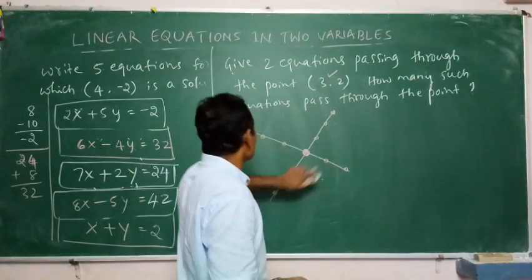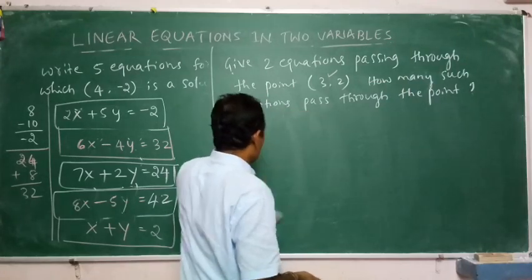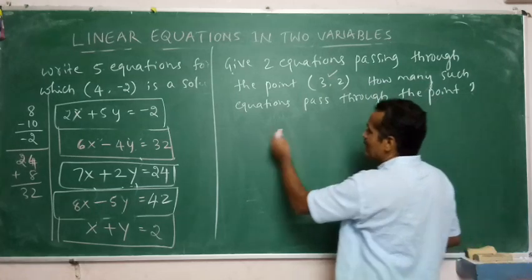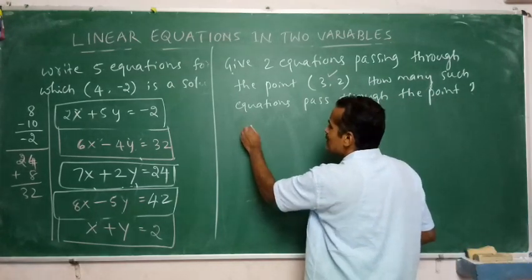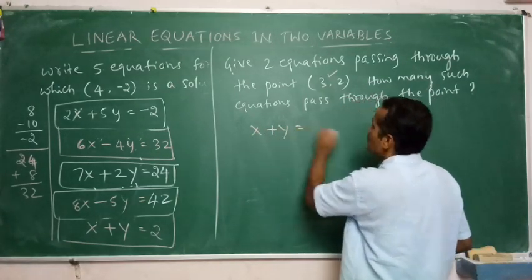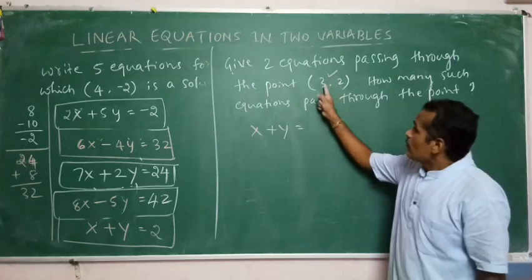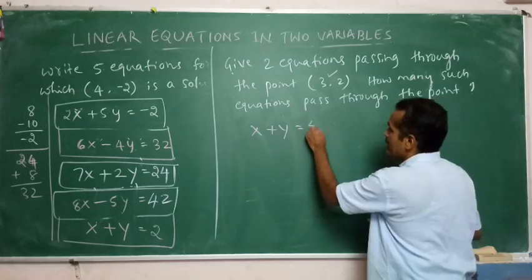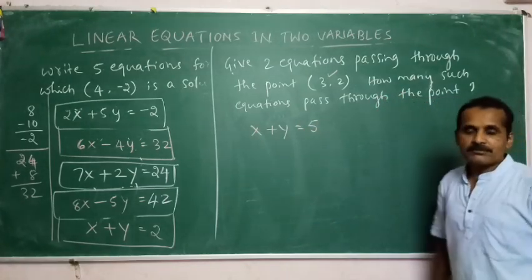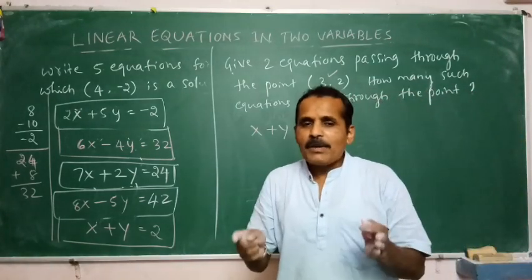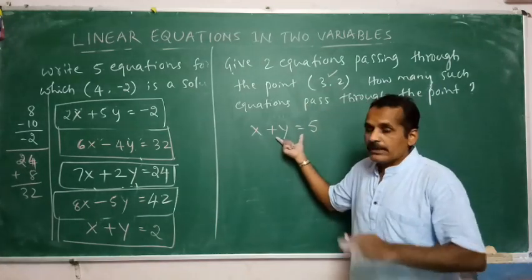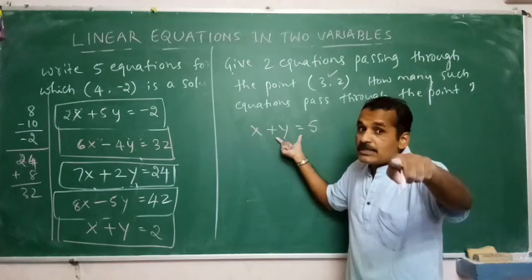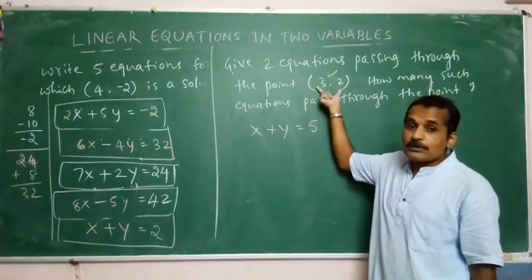But how to generate the equation? I have told you already. You can generate infinite number of equations. Come on. Let me write the first equation. Let me take simple x plus y is equal to x plus y. Value of x is 3, value of y is 2, 3 plus 2 is 5. This is my first equation. My dear children, how many solutions are there for this equation? It has infinite number of solutions. But among those infinite number of solutions, which is one of the solutions? 3, 2 is one of the solutions.